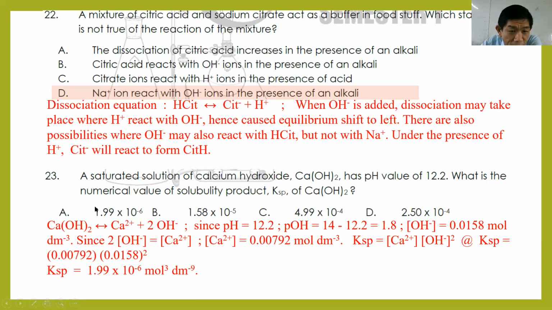So you have to know by yourself stoichiometrically 2 hydroxide ions form 1 calcium. So calcium's concentration is 0.0079. The value of Ksp for Ca2 plus and OH minus in here will be 0.0079 multiplied by 0.0158 squared. You get 1.99 times 10 power negative 6. So the answer is A.